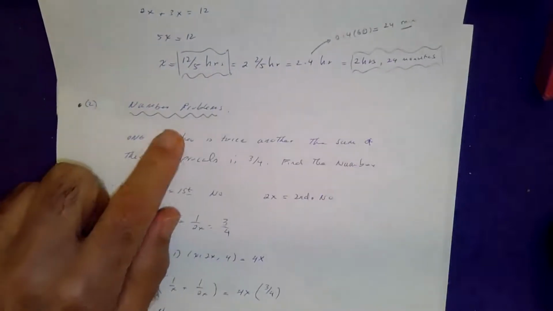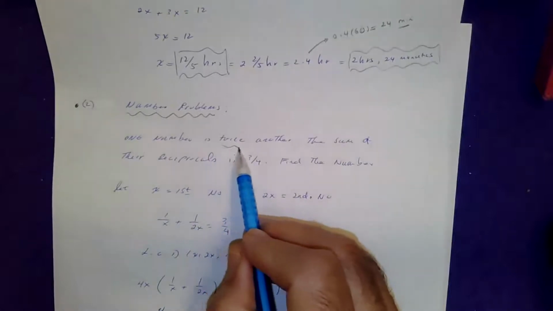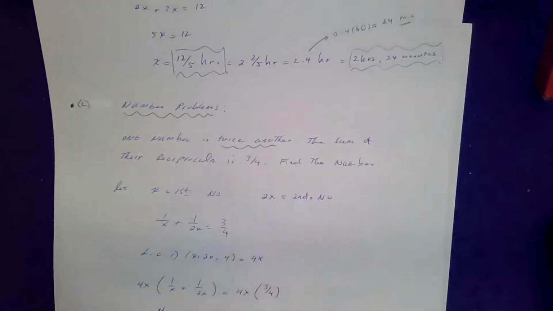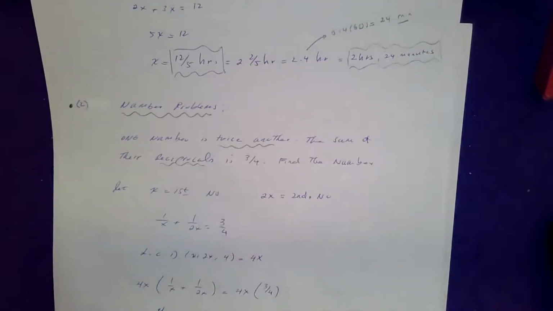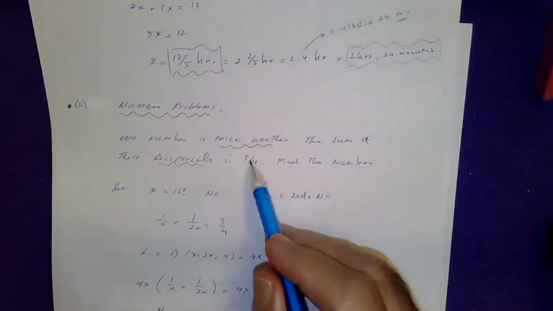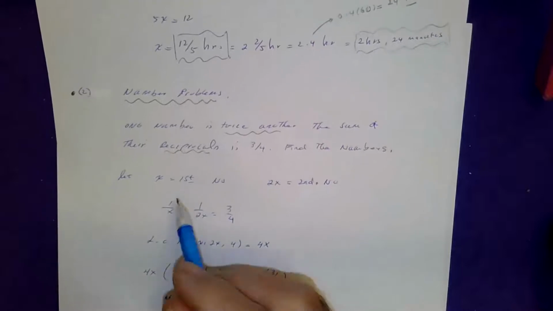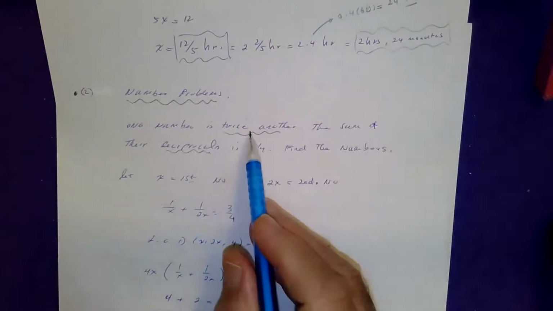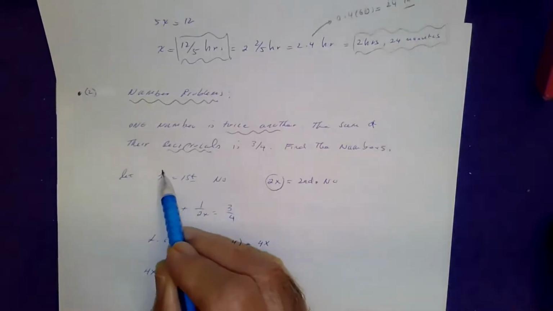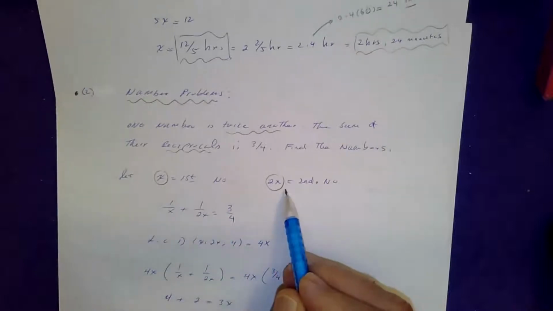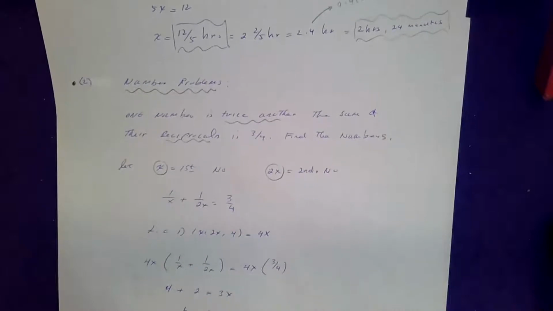The next problem is number problems. The problem is one number is twice another number. The sum of the reciprocals, reciprocal means if you flip the numbers, and add them up, the sum is 3 over 4. Find the numbers. So we're going to say let x be the first number. The second number is twice, that means 2x. So the first number is x. The second number is 2x because it says one number is twice the other one.